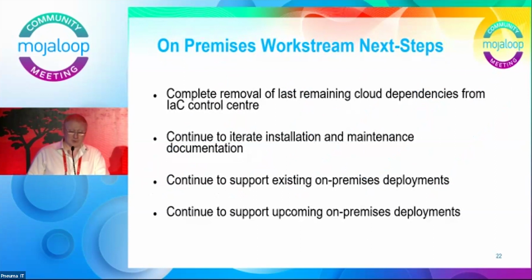So next steps for this work stream. What have we got left to do? Well, this is an ongoing process. In the short term, we need to finish off just removing those last few cloud dependencies from the control center so we can have a fully air-gapped GitOps modular loop deployment. We are continuing to iterate the documentation, the self-serve documentation. Our North Star is for anybody to be able to come along and use this whole tool chain to deploy production grade modular loop switches on premise or in the cloud for that matter.